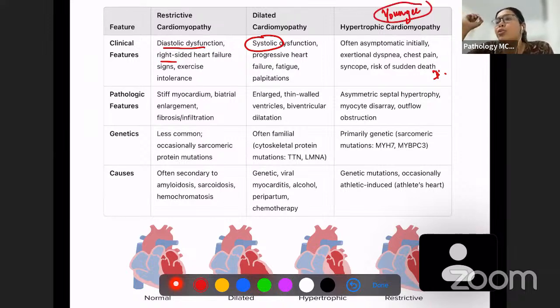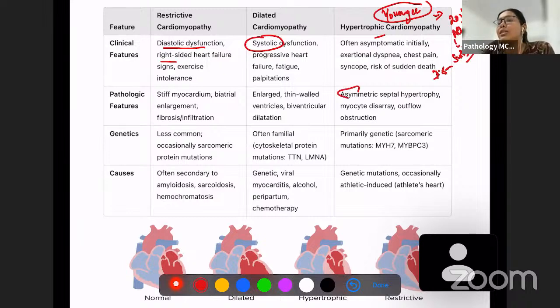Okay, and the most important history which you will get if you get the case in hypertrophic cardiomyopathy is the history of a 20-year-old or a 20-something athlete, and this athlete, because of some physical exertion, has sudden death. This is the classic history of hypertrophic cardiomyopathy. What are the pathological features which you will see?